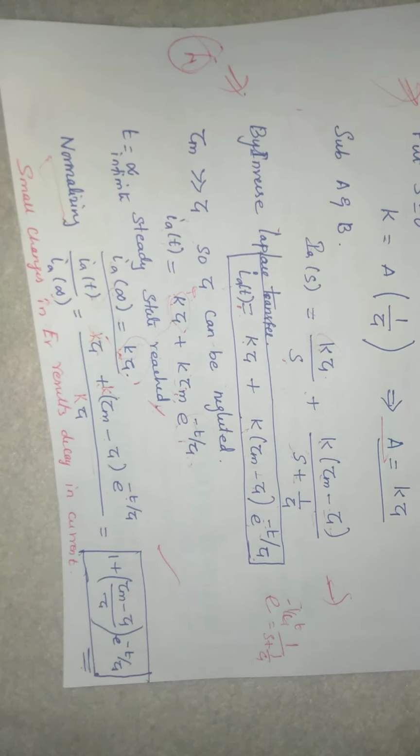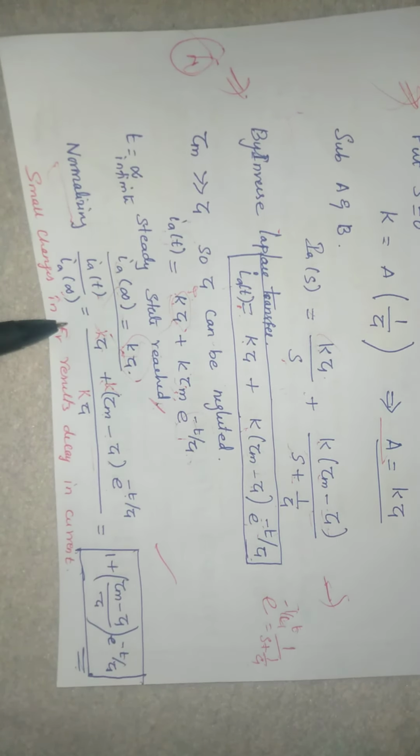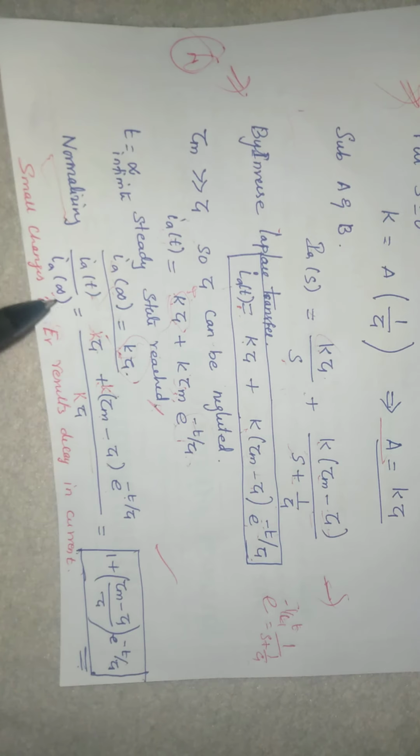If there is any small change in ER, that is the reference signal, it results in a major decay in the current. So this is the speed controller design in a separately excited DC motor.